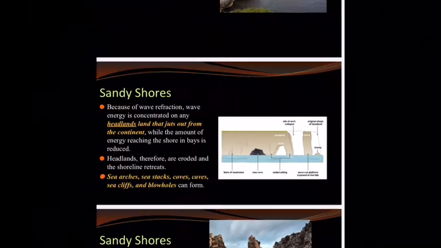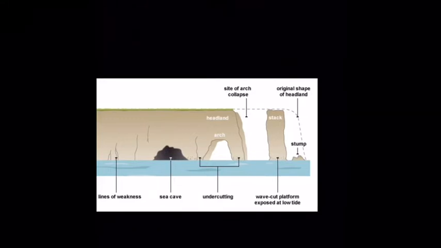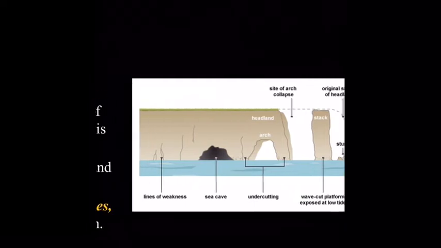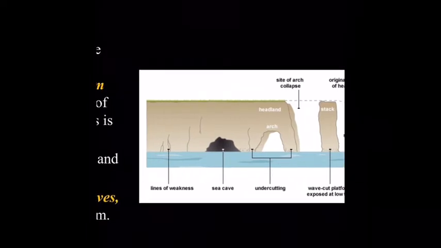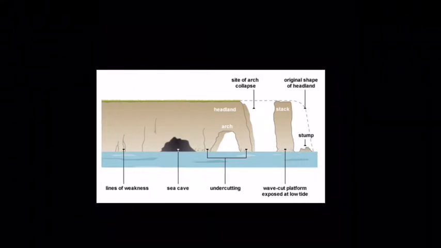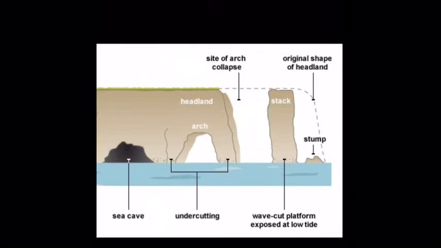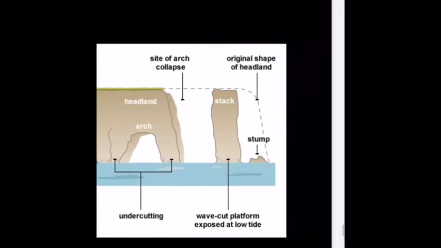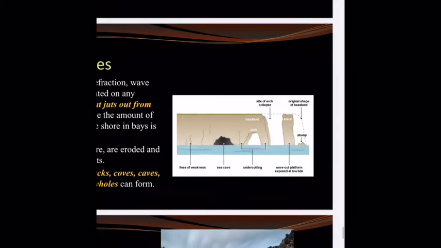And it's really cool that you can see the headland is what's coming out from the land, and then as the water hits it, it's slowly going to cause these little weaknesses. Then a little piece will break off and it'll become a sea cave. Then it'll become a sea arch, and then eventually over time that arch will totally collapse, and then you'll just have a sea stack. And then over time the stack turns into a stump.